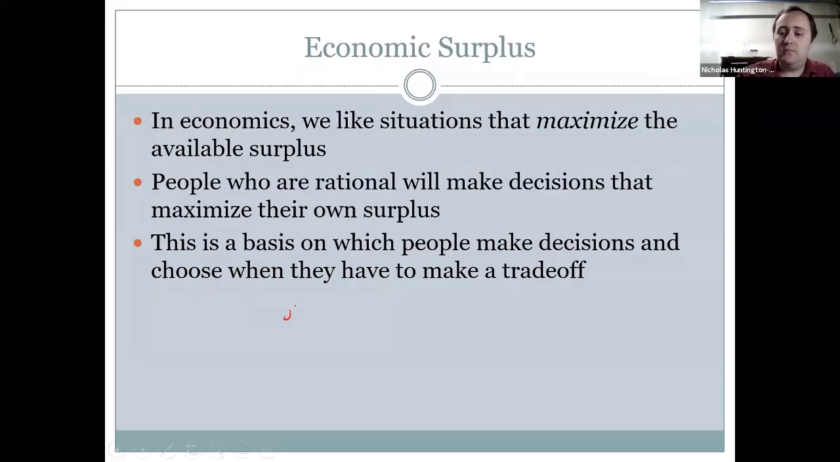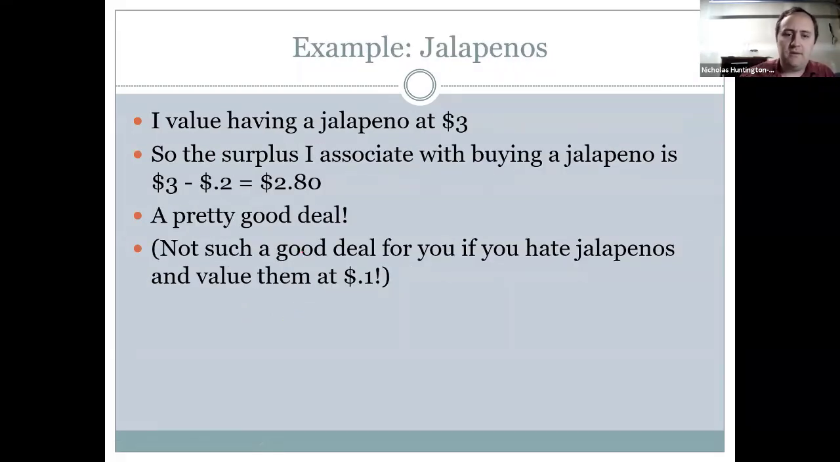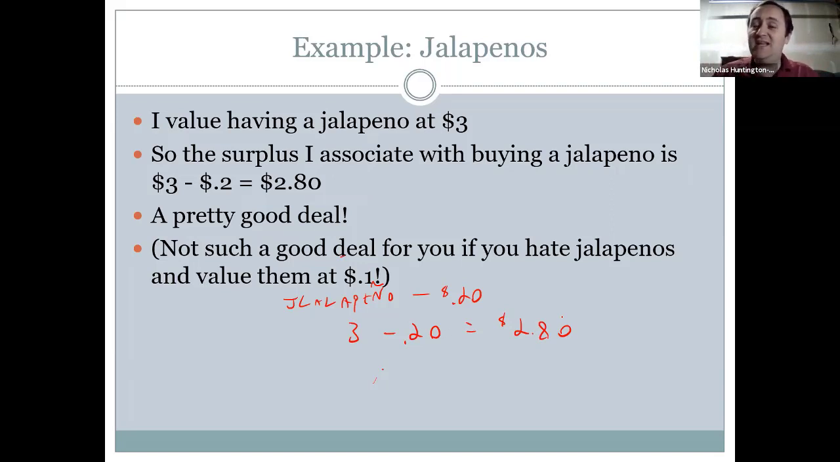So we've got jalapeno, minus 20 cents. Okay, well, now I value a jalapeno at $3. So really it's $3 minus 20 cents, which is $2.80. So what is that saying? That $2.80 is saying that I get $2.80 more enjoyment out of the jalapeno than it costs me, which sounds like a pretty good deal.